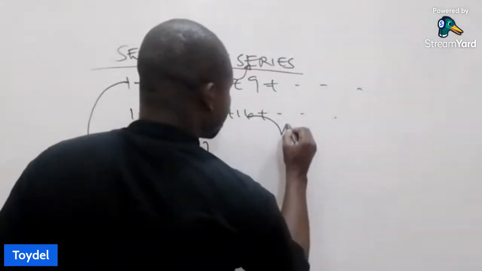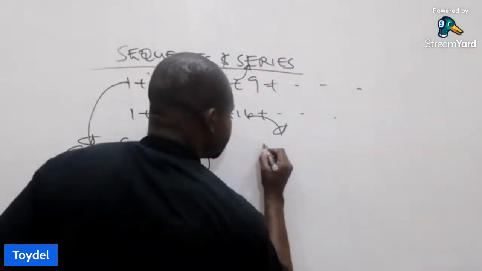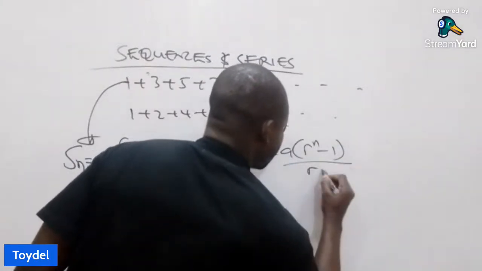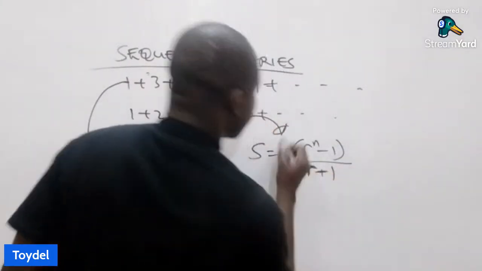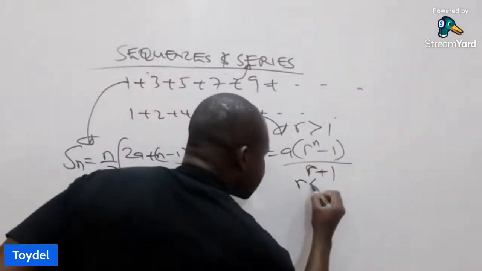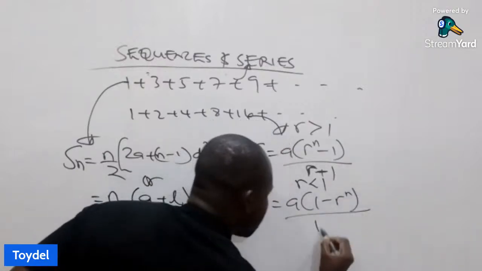Then for GP, there are 3 cases involved, depending on the value of r. If r is greater than 1, we use a particular formula: the sum will be a into bracket r to the n minus 1 all over r minus 1. If r is less than 1, the sum will be a into bracket 1 minus r raised to n, all over 1 minus r.